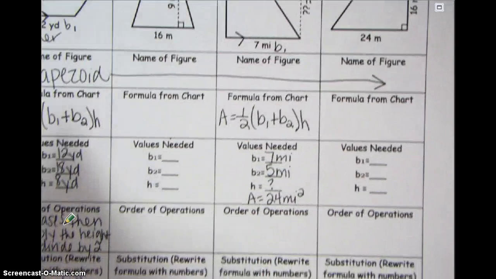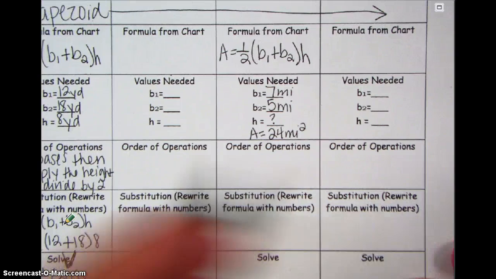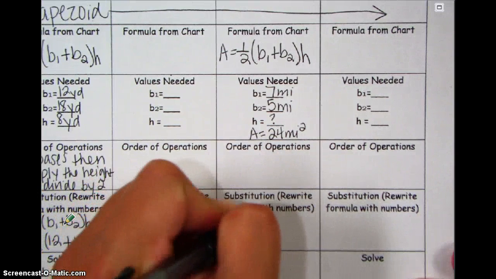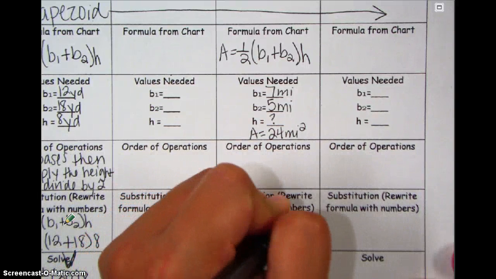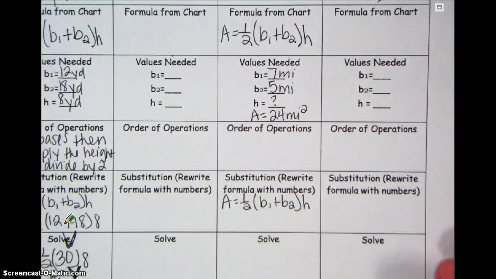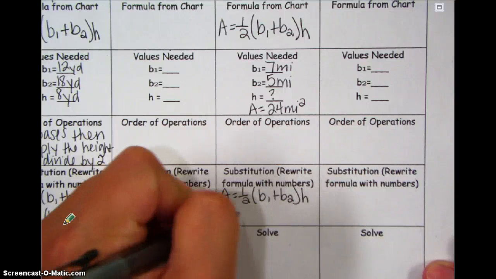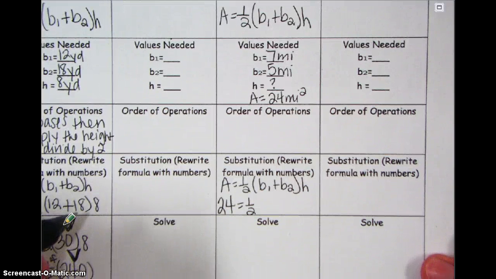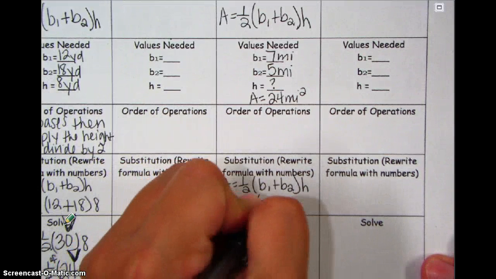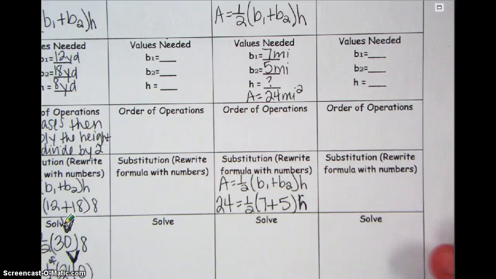Now I'm going to skip over the order of operations box on this one just because we're going to have to work backwards to find that missing height. But let's go ahead and write the formula again and substitute in what we know. So the area is equal to half of base 1 plus the second base times the height. And we know the area because we were given the area equals 24 miles. So I'm going to write in 24 for A. And then I have my 1/2 still. My base 1 was 7. My base 2 was 5. And my height, I don't know, so I'm just going to leave it as h, an unknown variable.